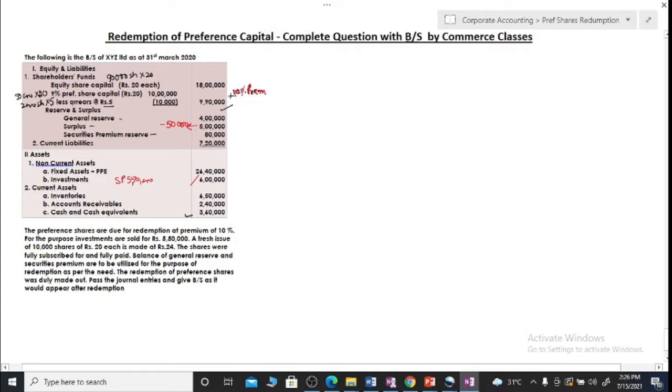Then a fresh issue of 10,000 shares of 20 each at 24. That means at a premium of 4 rupees is being done. So fresh issue is given. Shares are fully subscribed for and fully paid. Balance of reserve and securities premium etc.